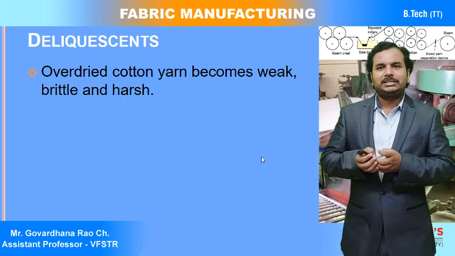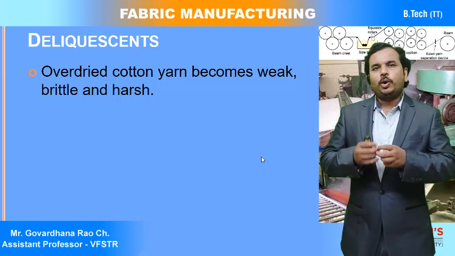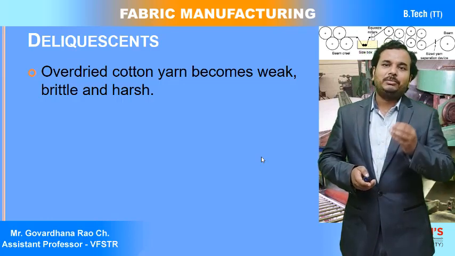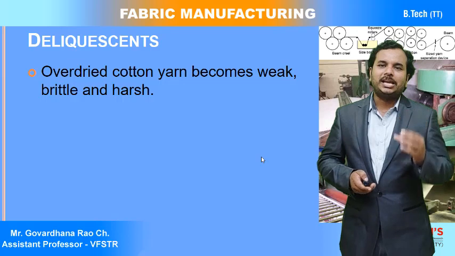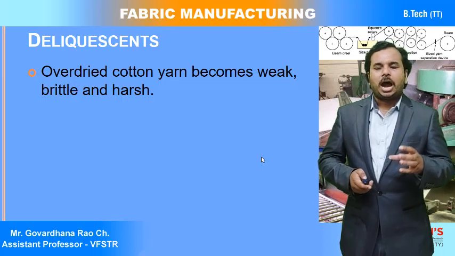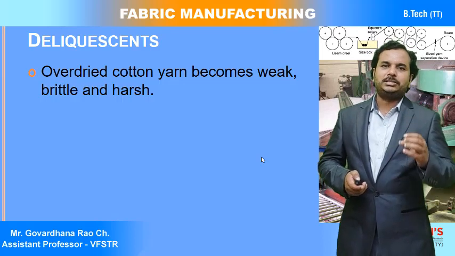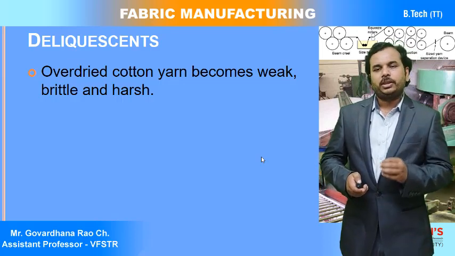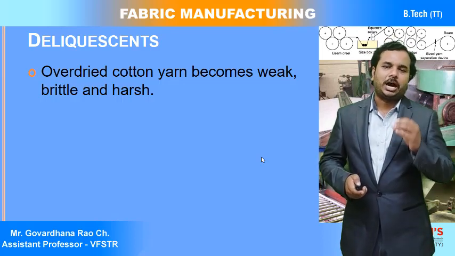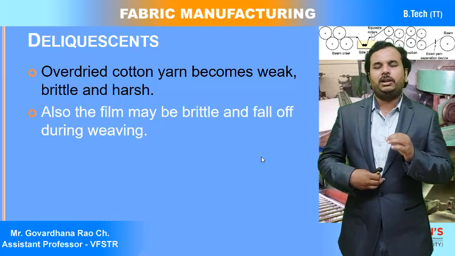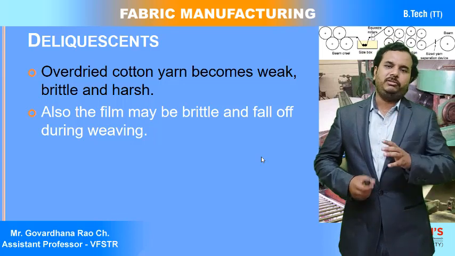If over-drying occurs, then the yarn becomes weak and the size film becomes brittle, so the yarn feels harsh. Also, the film may be brittle and fall off during the weaving process.